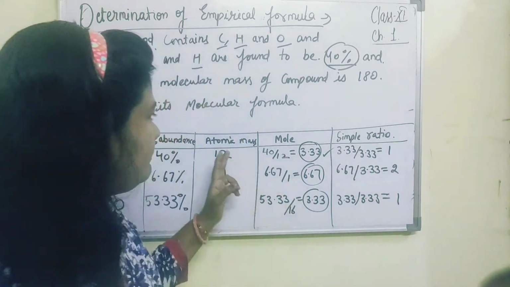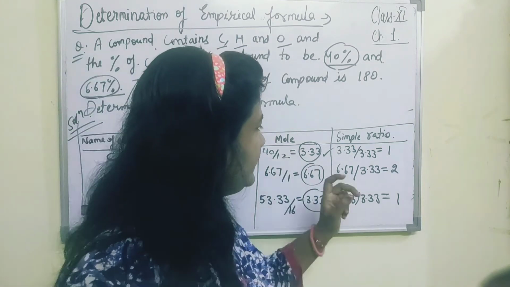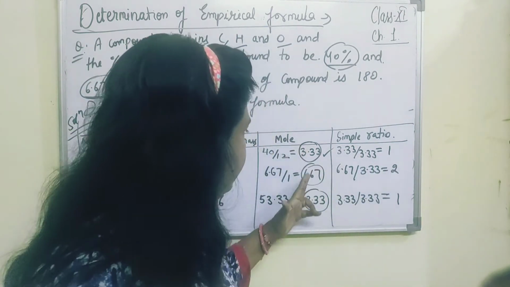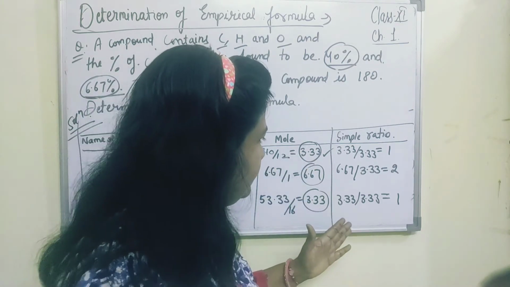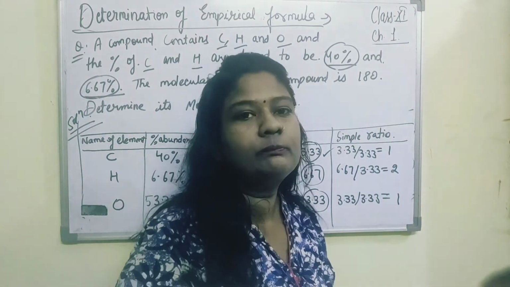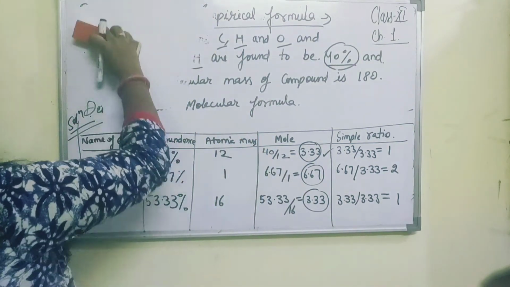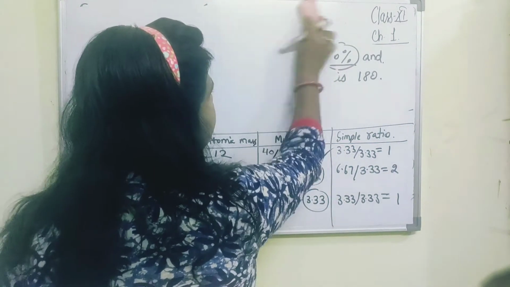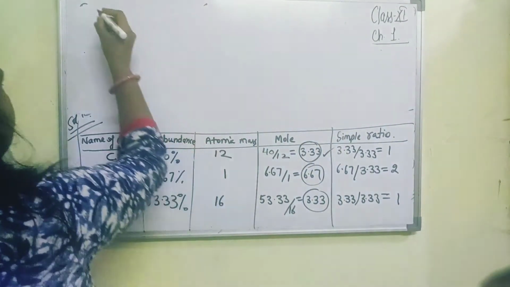This is the first step: you have to divide percentage abundance by atomic mass to get the mole number. Second point, we have to divide by the least number among these 3 obtained numbers to get the simple ratio. Okay. Now third step, we will write its empirical formula.